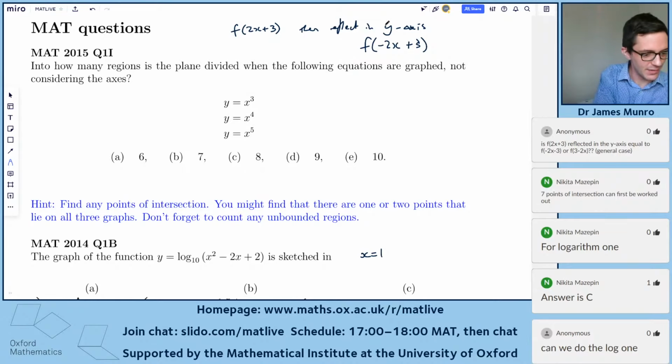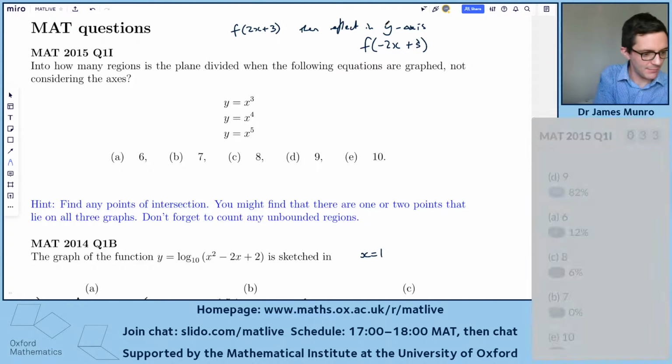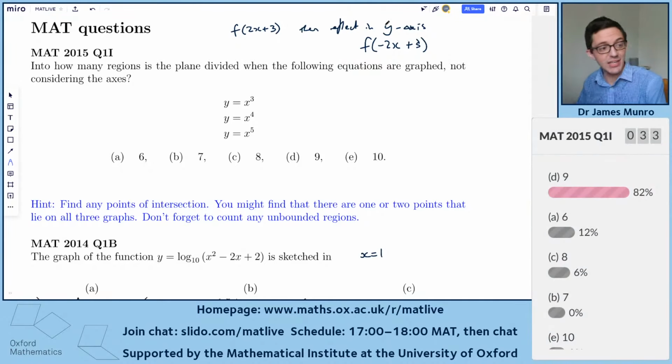Cool, good. Okay, poll's coming back. There you go. Oh, and I've left the voting on so you can see who's voting for what. People are voting for 9, which is nice. Can you describe in chat where they are? I don't know. Brilliant.